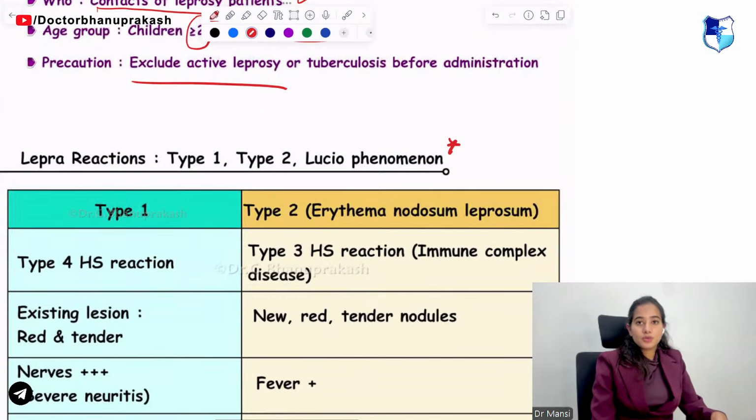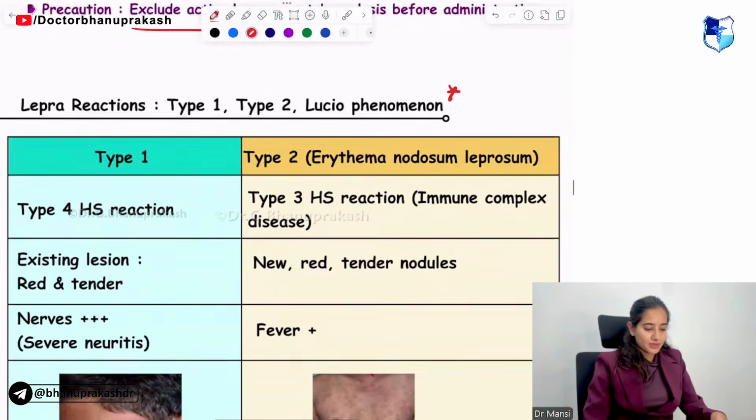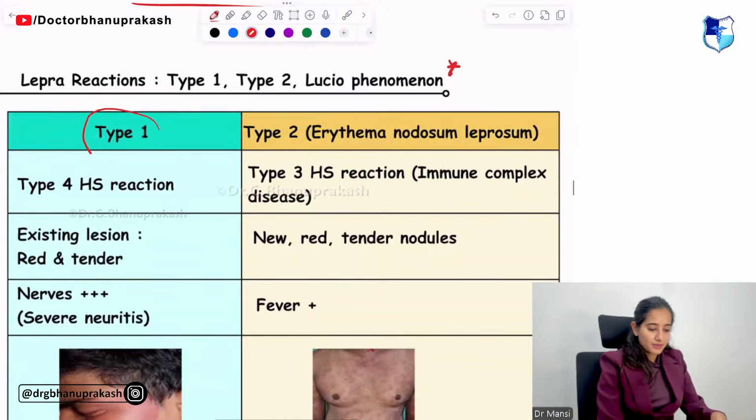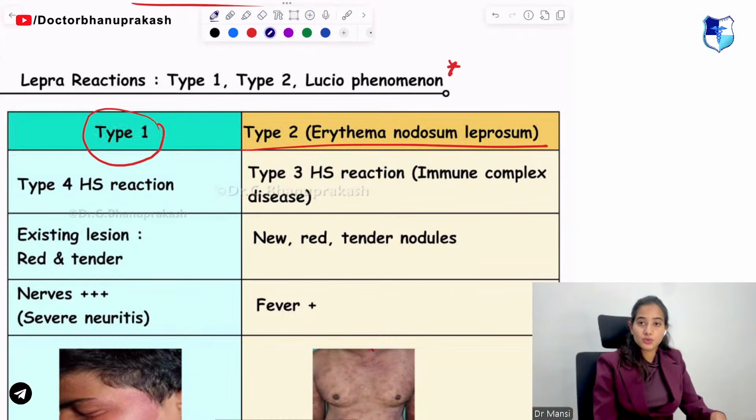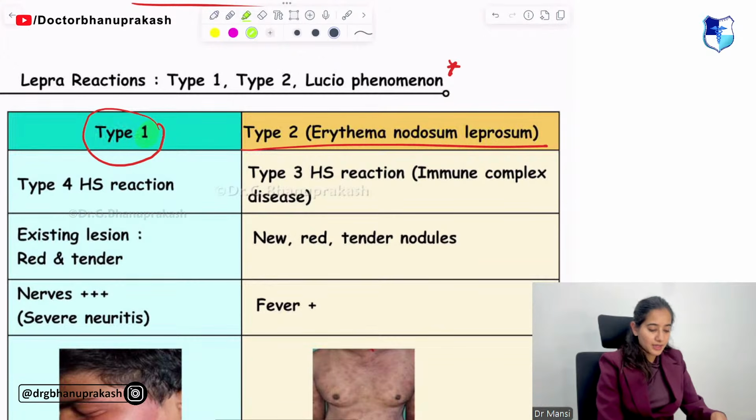And then we have to wrap up this leprosy with the lepra reactions. We have type 1 lepra reaction, and we have type 2, which is erythema nodosum leprosum. So type 1 is a type 4 hypersensitivity type of reaction.